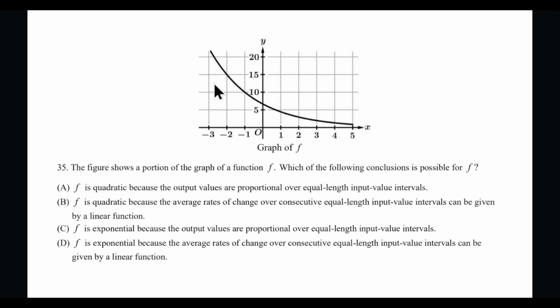All right, they're saying that this function is quadratic or exponential. Obviously, that's an exponential, so A and B are definitely not possible. And why is it exponential? Because the values are proportional over equal lengths. Or average rate of change can be given by a linear function. No. Average rate of change can be given by a linear function is the property of quadratic, not exponential. So D is way wrong. It has to be option C, where the ratios are the same. And yes, that is indeed the property of the exponential function, right?